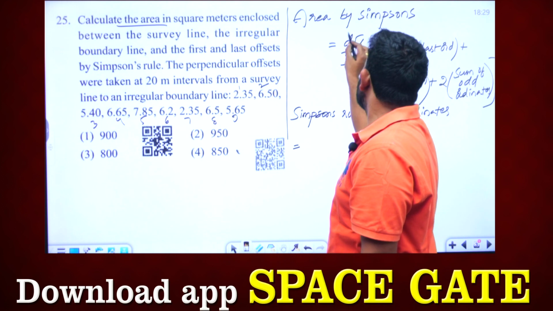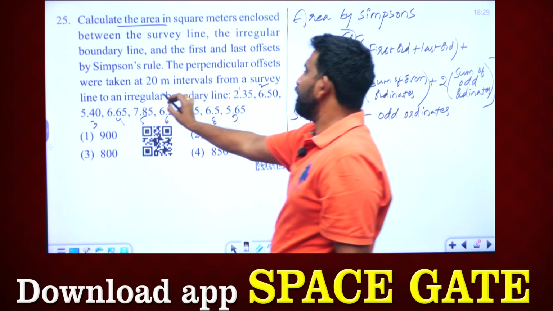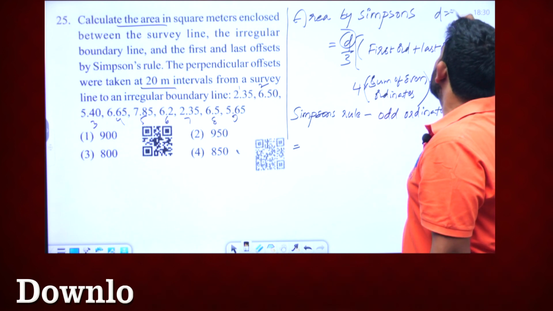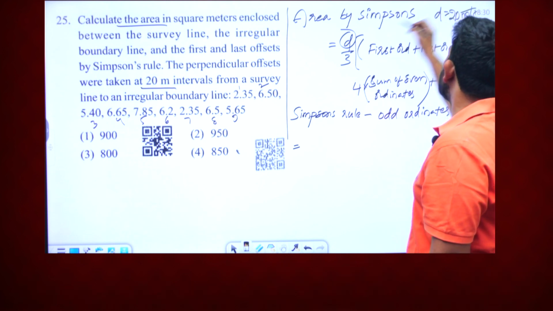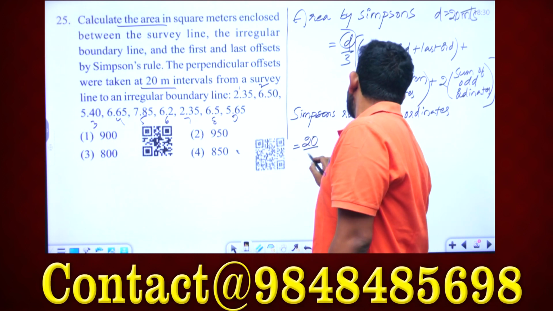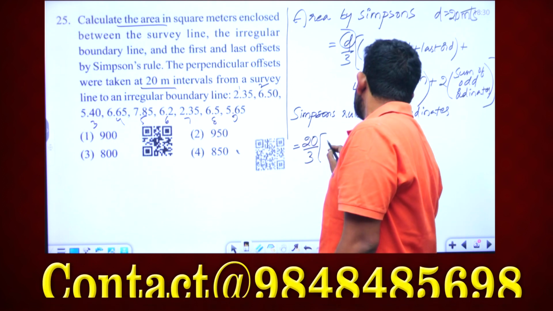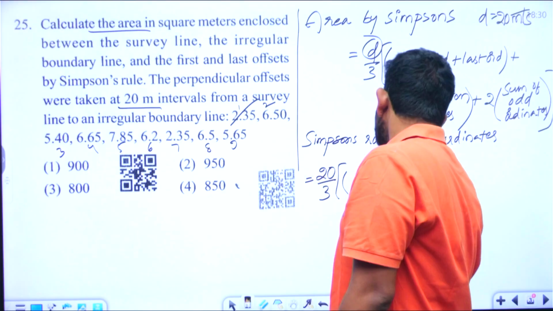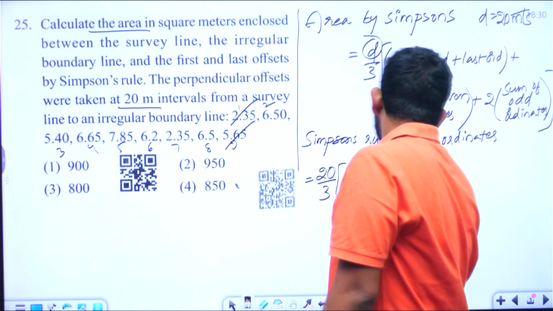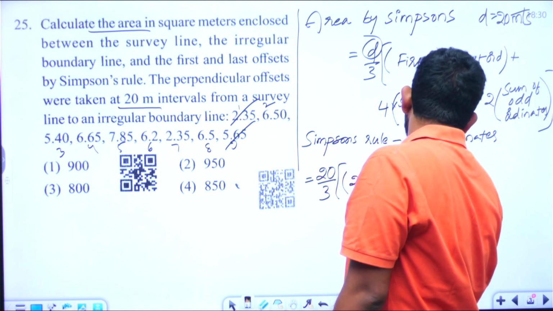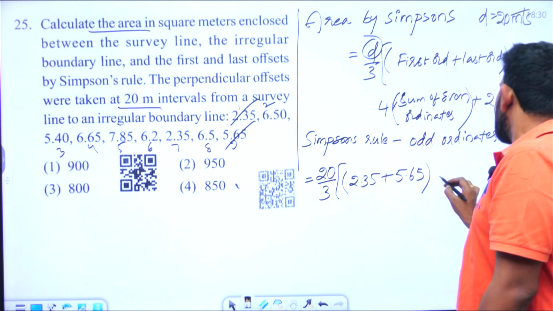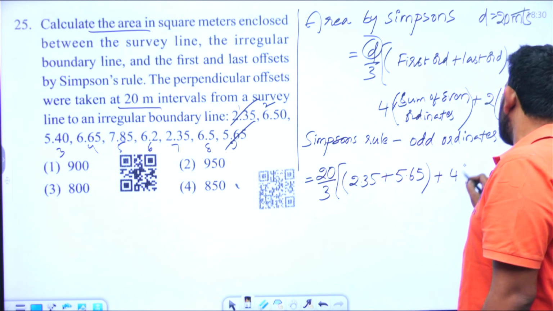D is nothing but the interval that was taken here. You can clearly see D is 20 meters, a 20 meters interval has been taken. We place 20 in the place of D: 20 upon 3, the 1/3 rule. First ordinate 5 plus last ordinate 5.6. The ordinates once used should not be used once again in this formula. Plus 4 into sum of ordinates.